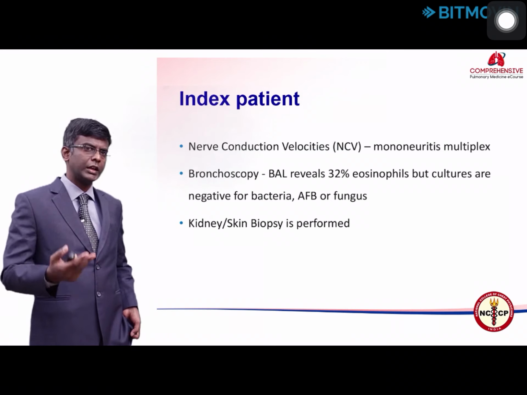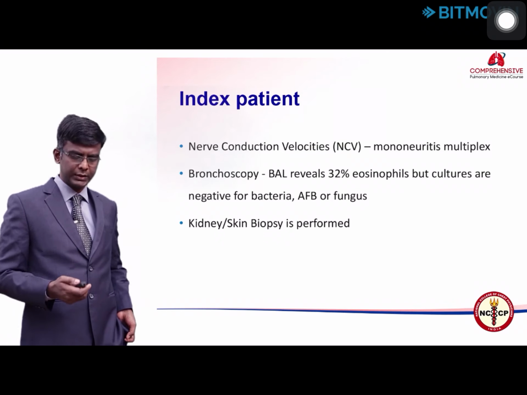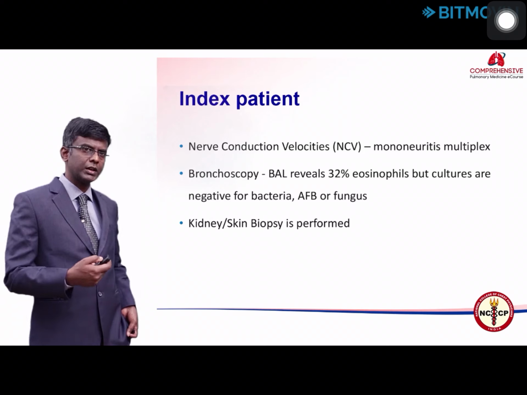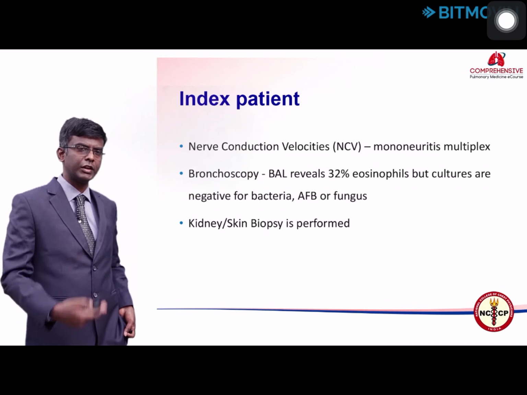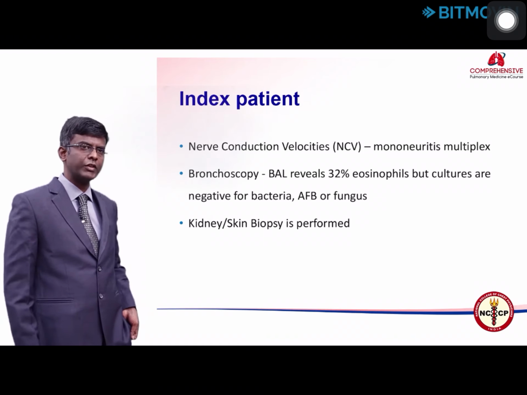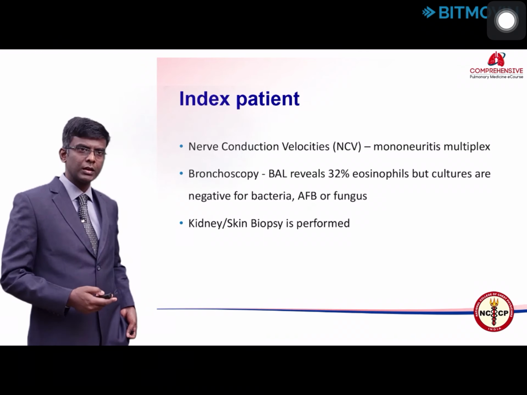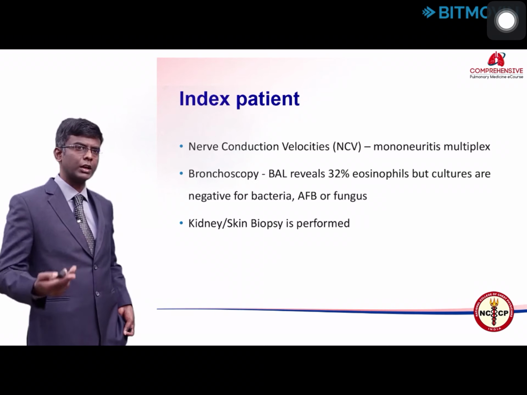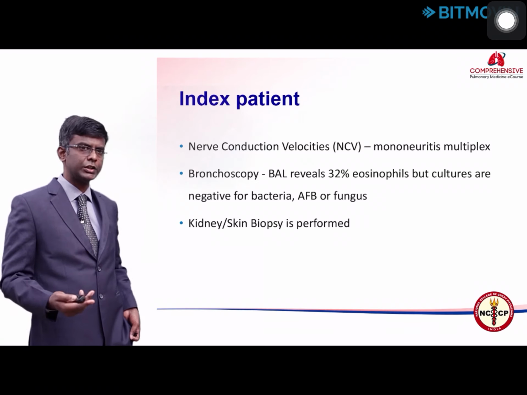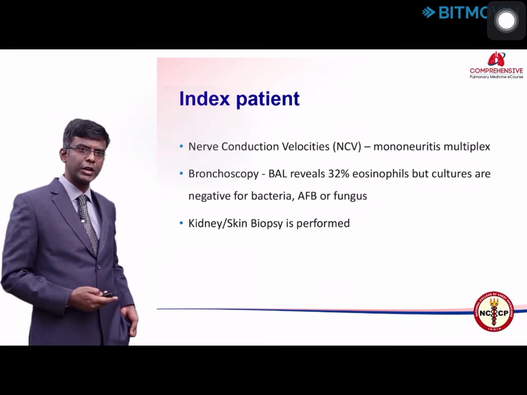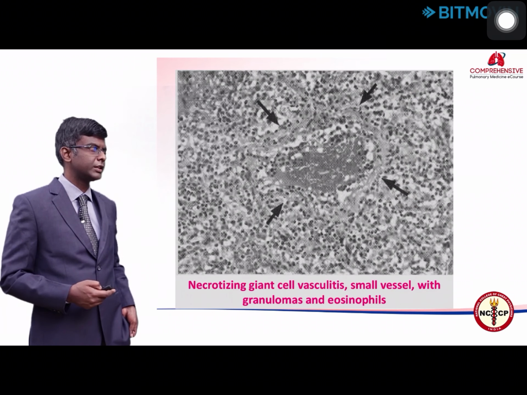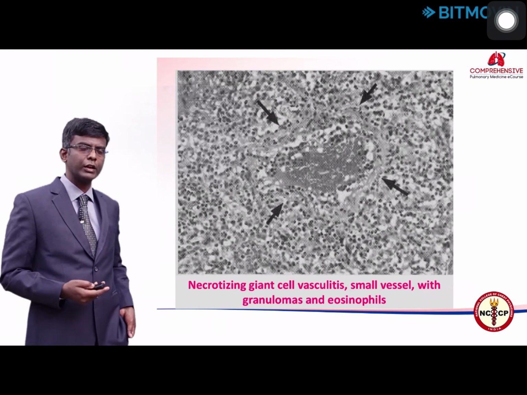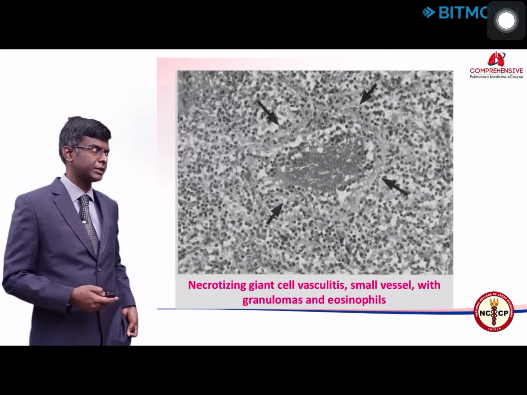So, in the index patient which I described initially, the nerve conduction studies confirmed mononeuritis multiplex. The patient underwent a bronchoalveolar lavage which revealed intense BAL eosinophilia, and all the cultures for infections were negative. A kidney and a skin biopsy were performed, which confirmed necrotizing giant cell vasculitis, small vessel, with granulomas and eosinophils, and a diagnosis of EGPA was made for that patient.